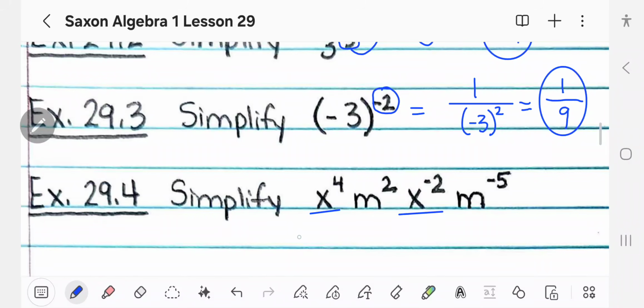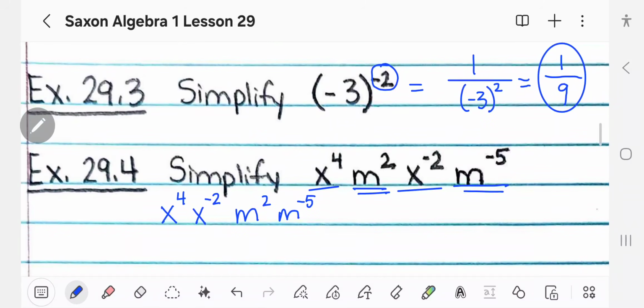Okay? Now, I'm going to kind of write it longhand for a second. That's x to the 4th times x to the -2. I'm just going to put those together for a second just to help us see. And then let's put these together. That's going to be times m squared and m to the -5th. My commutative property says I can multiply these in any order I want, so I chose to rearrange them, to put them together. Now, when I multiply things that have the same base, I add the exponents.